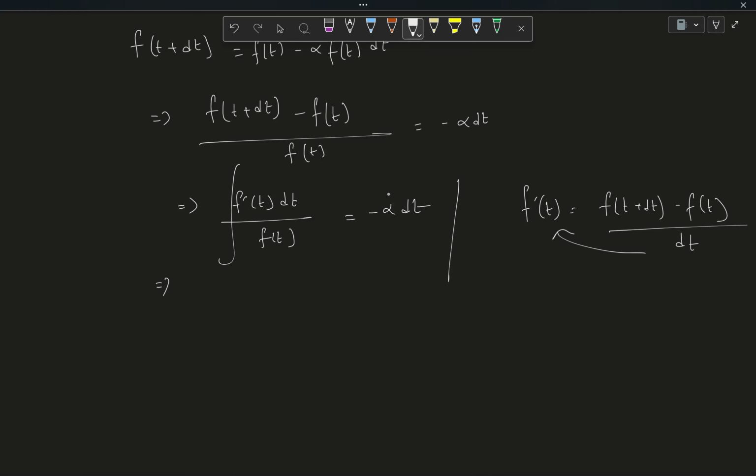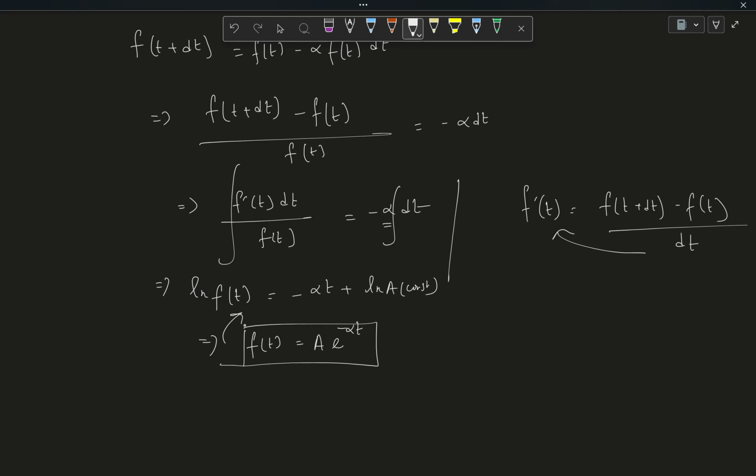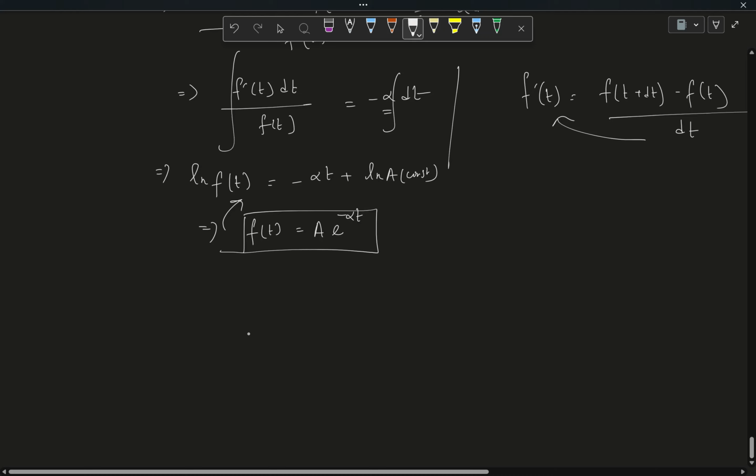So if you integrate it on both sides, alpha is a constant, so it comes outside the integral. So this is ln of f of t equal to minus alpha t plus ln of some constant, which is a in this case. Now you simplify it. So f of t is equal to a e to the power of minus alpha t, where a is the constant. Now we have to get the value of a. For that you have to put a boundary condition.